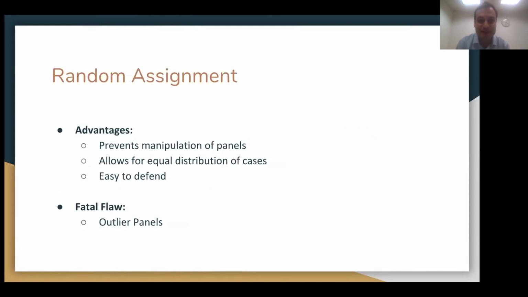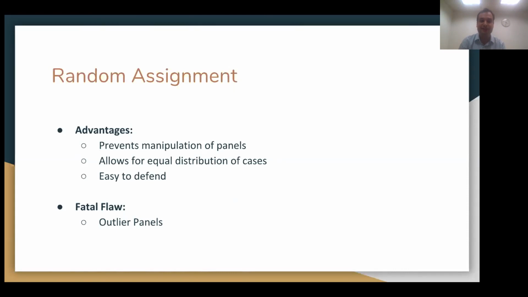Random assignment is just how it sounds. The panel is randomly selected from the full appellate body. This is what the U.S. Court of Appeals mostly does. And there certainly are advantages to random assignment. First, it prevents the manipulation of panels for strategic purposes. Second, it allows for cases to be equally distributed to the judges. And third, it is arguably the easiest to defend to the public.